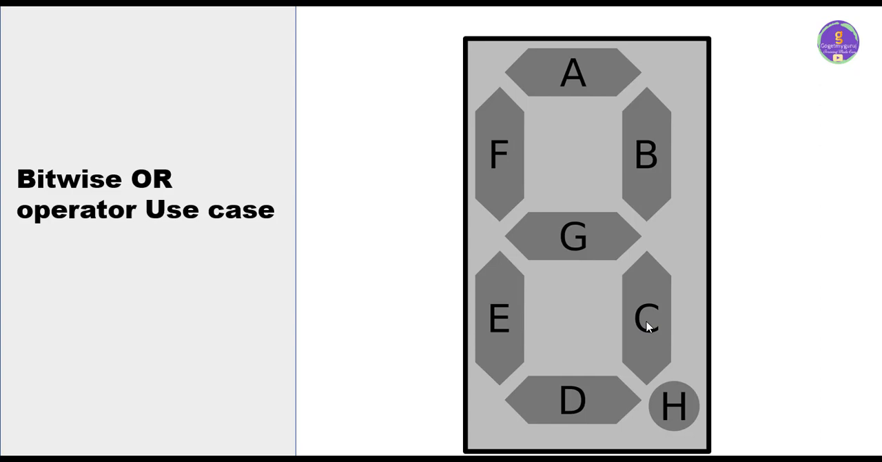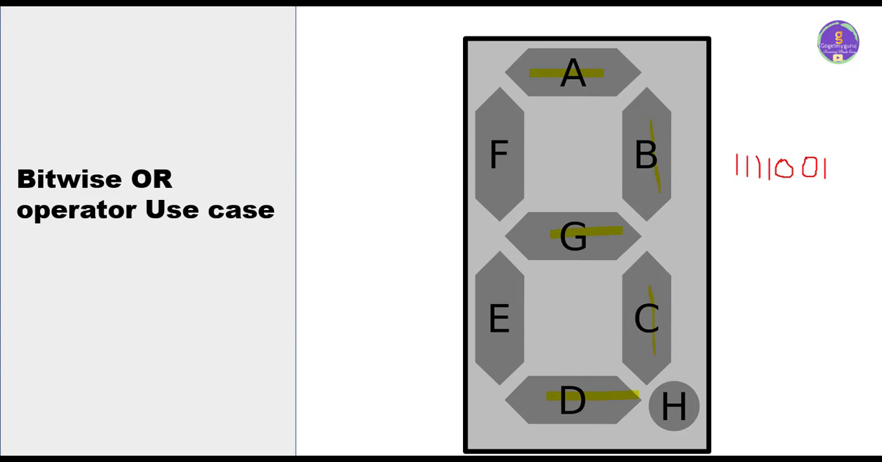I want to display a value 3 on this. So how can I do that? For that, I need to set bits A, B, G, C and D. So whatever I have marked here, I have to set these bits. So what will be my binary value for setting this? Let's understand that. A is 1, B should be 1 and my C should be 1, D should be 1, E is 0, F is 0, G is 1. So these are the bits you need to enable in order to display 3 on this 7-segment display.